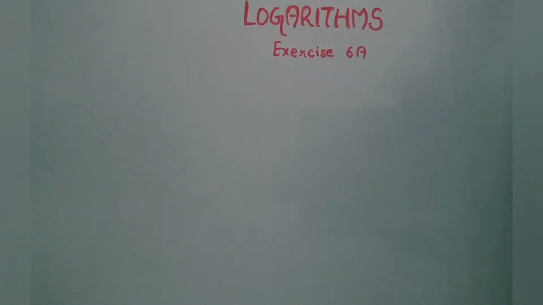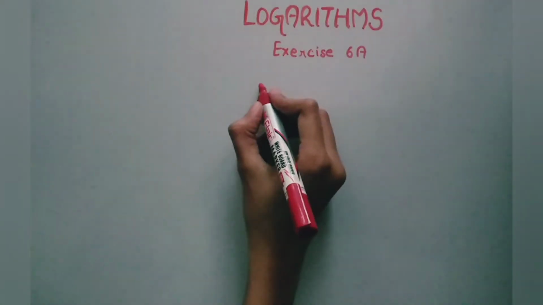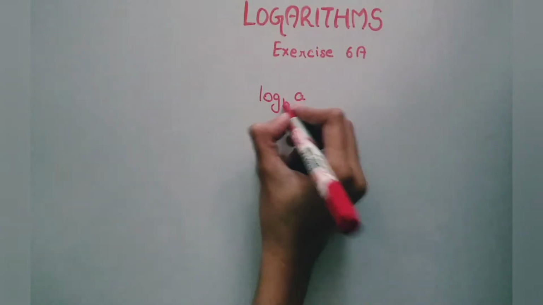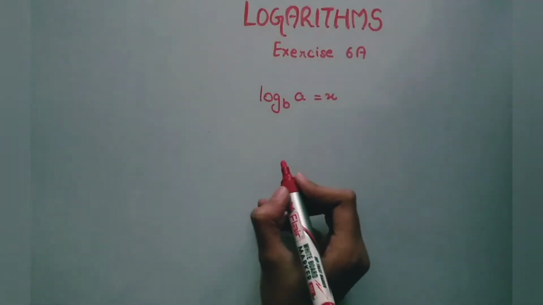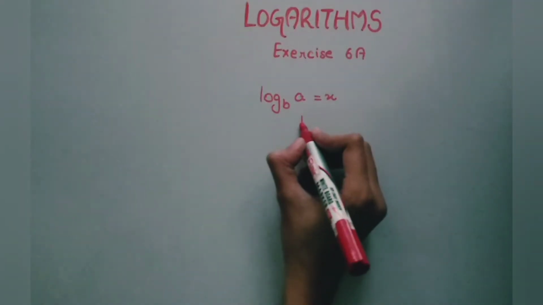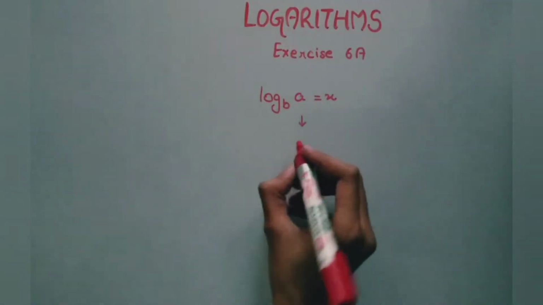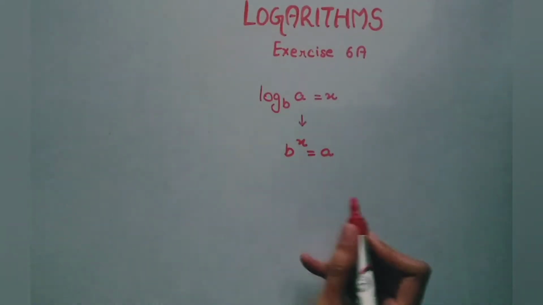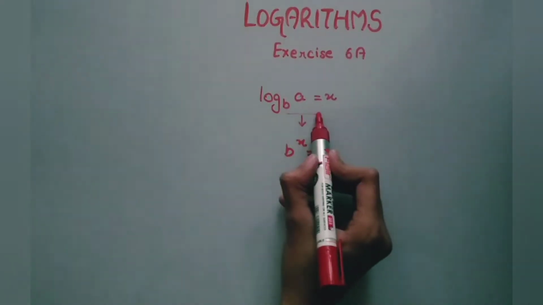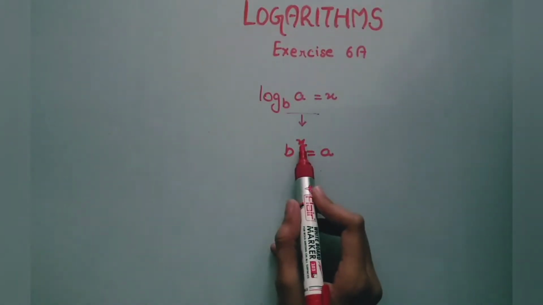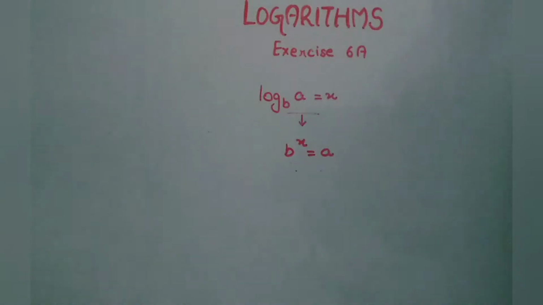Before starting the exercise, let us see the logarithm equation. The logarithm equation we have is log of a to the base b is equal to x. This is the logarithm form of the equation. We will change it into the exponential form as b raised to power x that is equal to a. So if we have any logarithm equation, we can change it into exponential form as b raised to power x is equal to a.